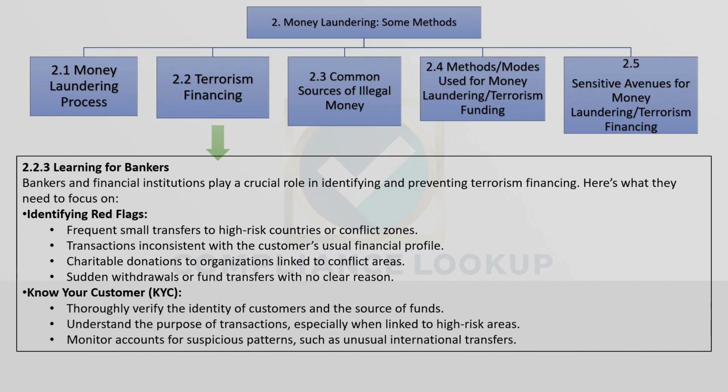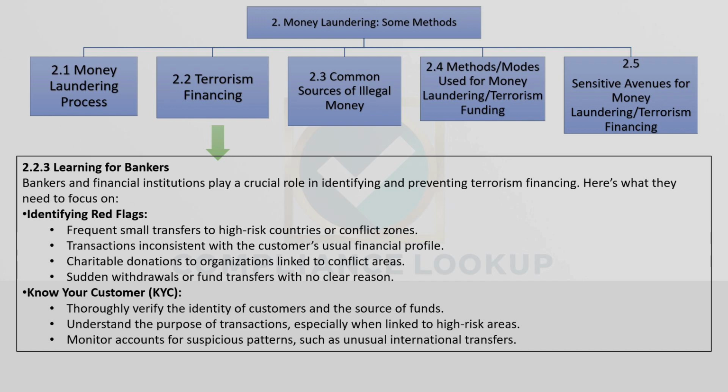Another crucial aspect is know your customer, which involves thoroughly verifying a customer's identity and the source of their funds. Understanding the purpose of transactions, particularly those linked to high risk areas, helps prevent the financing of terrorism. Financial institutions should monitor accounts for suspicious activity, such as unusual international transfers or transactions to areas known for terrorist activity. For example, a financial institution might notice that a customer has been making regular small payments to a region with known terrorist groups, which could be indicative of terrorism financing.